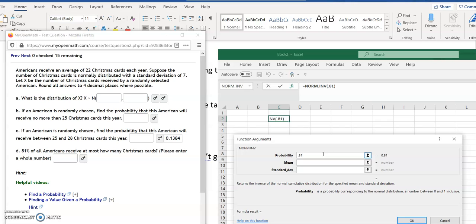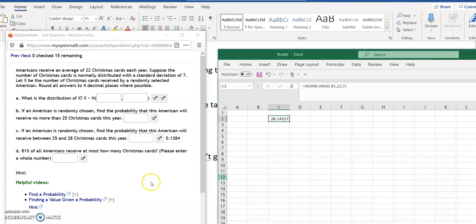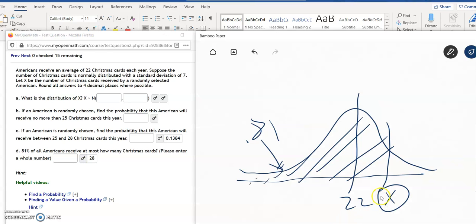Probability 0.81, mean of 22, standard deviation 7, and 28 cards. In other words, what this is saying is that if I receive 28 cards, I will have received more than 81% of the people in this survey. And on the flip side, there's only 19% of the people in this survey that got more Christmas cards than I did. That's what it's saying.